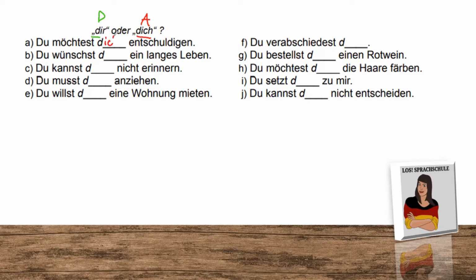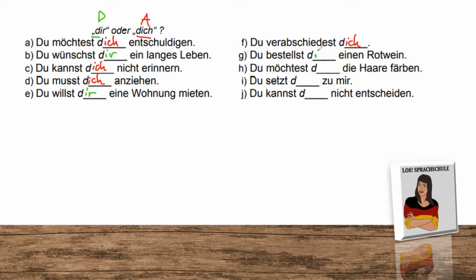Du möchtest dich entschuldigen. You want to apologize. Du wünschst dir ein langes Leben. You're wishing yourself, of course, a long life. Du kannst dich nicht erinnern. You cannot remember. Du musst dich anziehen. You have to dress yourself. Du willst dir eine Wohnung mieten. You want to rent yourself an apartment. Du verabschiedest dich. You are saying goodbye.